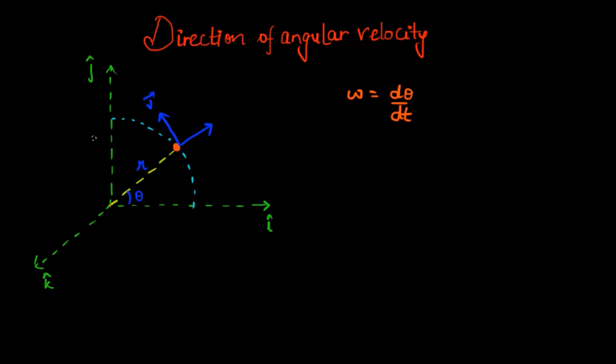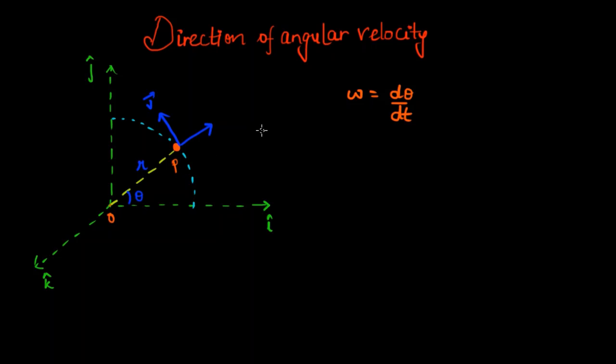Hi everyone. So in this video we will learn about the direction of angular velocity. So let's say we have this object P and this object moves in a circular direction, right? And let's say we have this I, J, K axis. So the object moves in the IJ plane in counterclockwise direction about this, let's say, origin O.